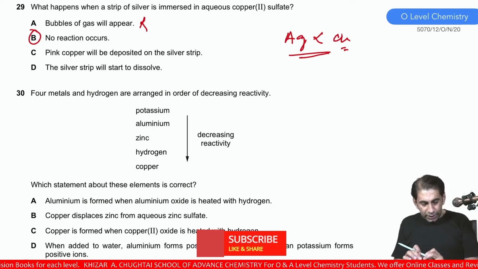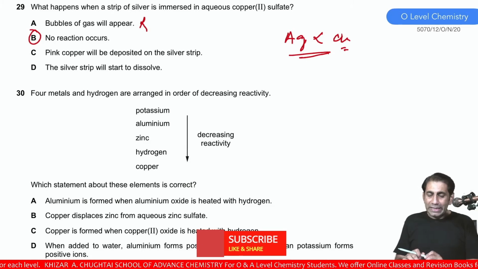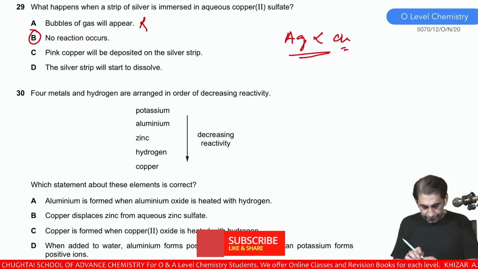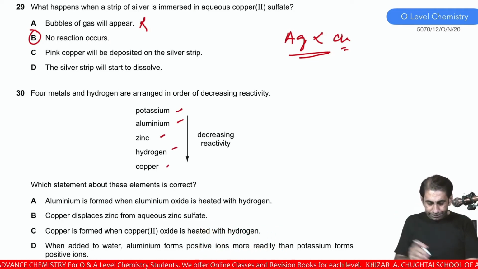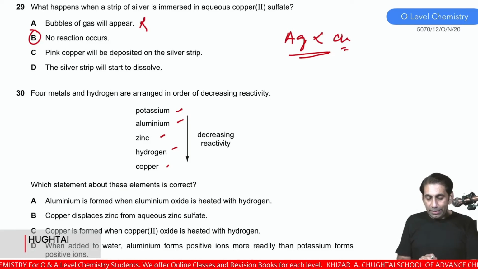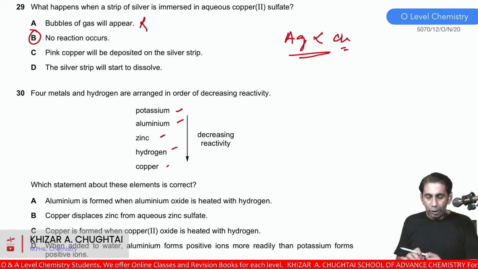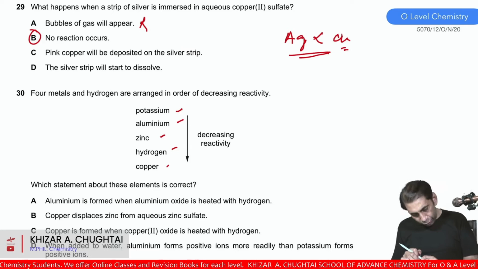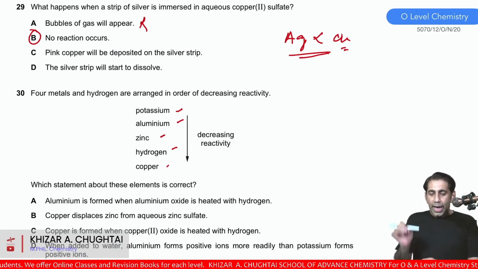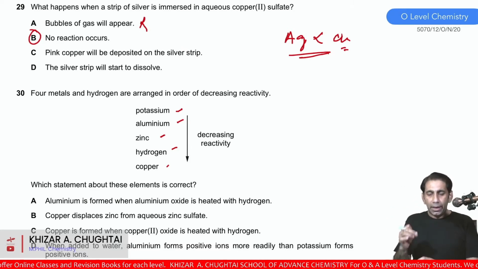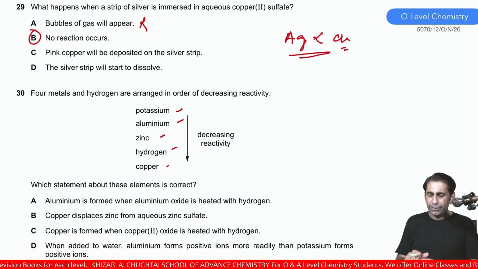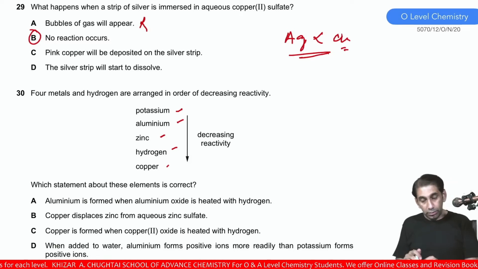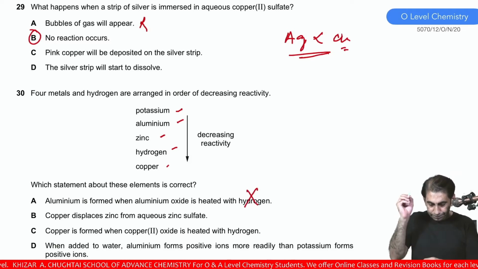The next one, 30th one. Four metals and hydrogen are arranged in order of decreasing reactivity: potassium, aluminium, zinc, hydrogen and copper. Which statement about these elements is correct? Aluminium is formed when aluminium oxide is heated with hydrogen. No. Aluminium is extracted by means of electrolysis, not by smelting, not by this heating procedure. So this is the wrong one.